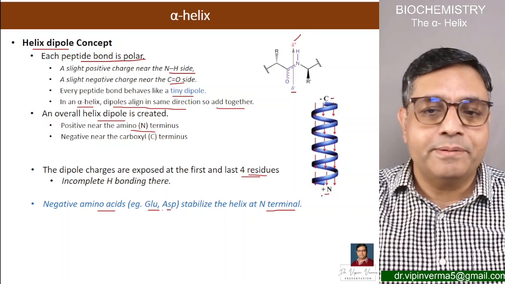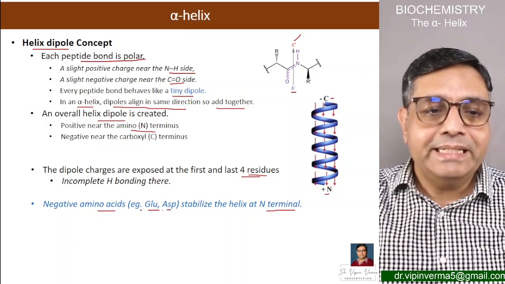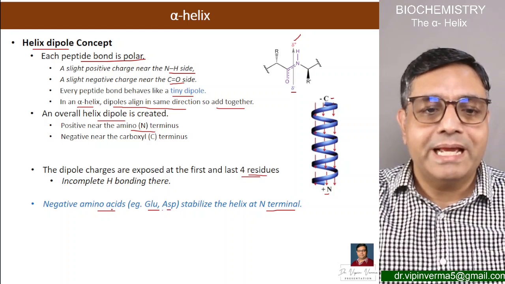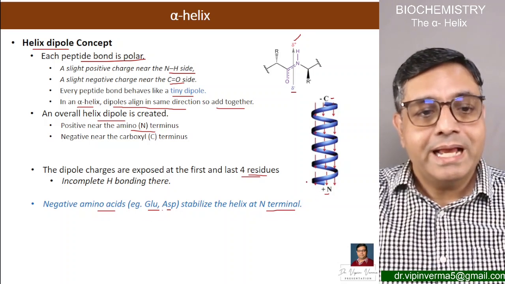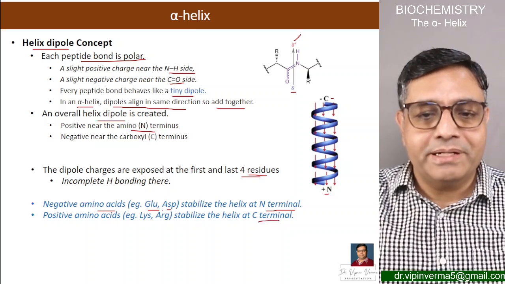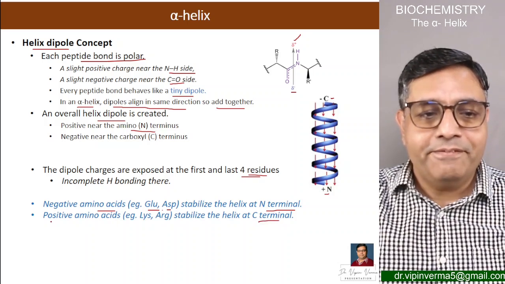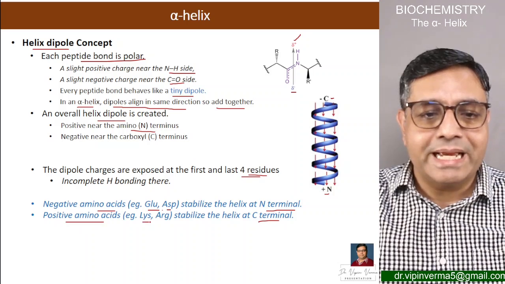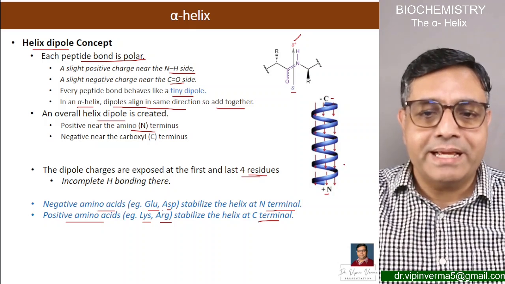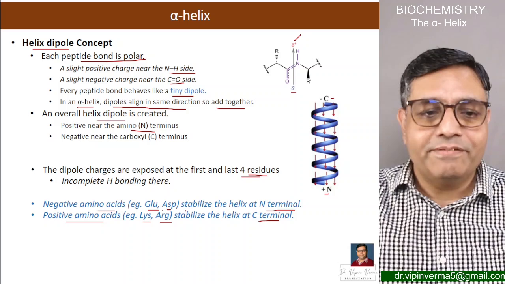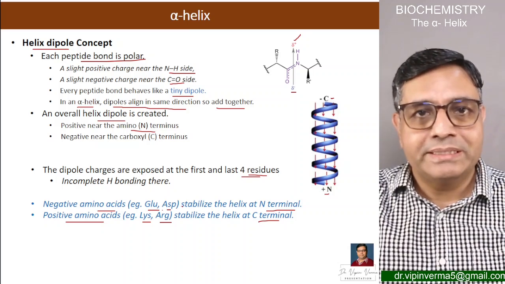Now you know that the N terminal is positively charged, and these amino acids, glutamate and aspartate, are negative amino acids, and therefore negative attracts positive, so they stabilize the helix at the N terminal. And the same thing happens at the C terminal, which is negatively charged, and we need positive amino acids like lysine and arginine to stabilize the helix at the C terminal. And that's how the helix is stabilized by these positively and negatively charged amino acids. Okay.